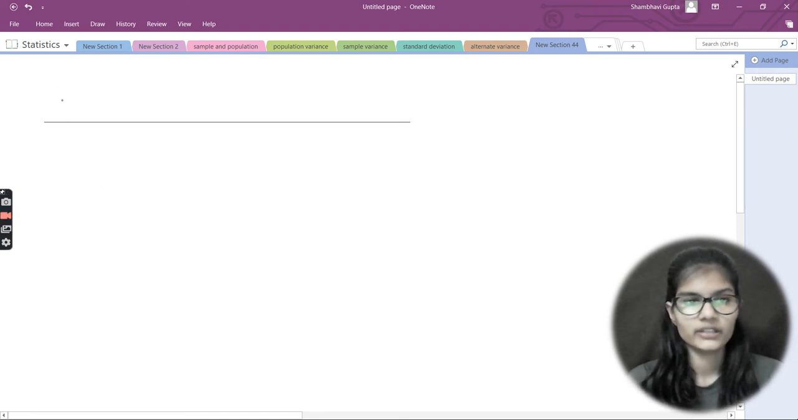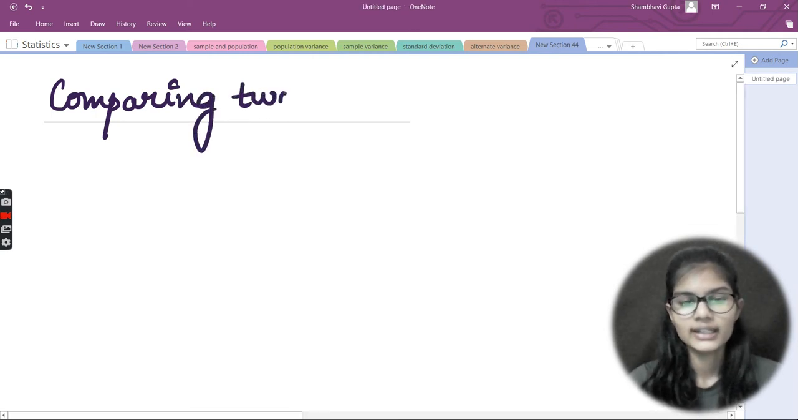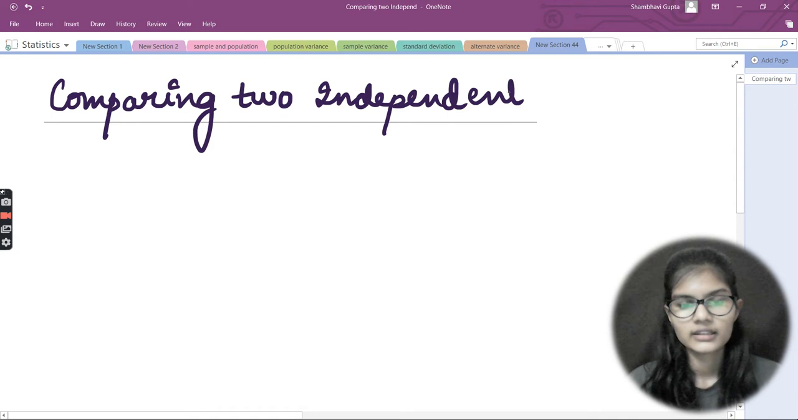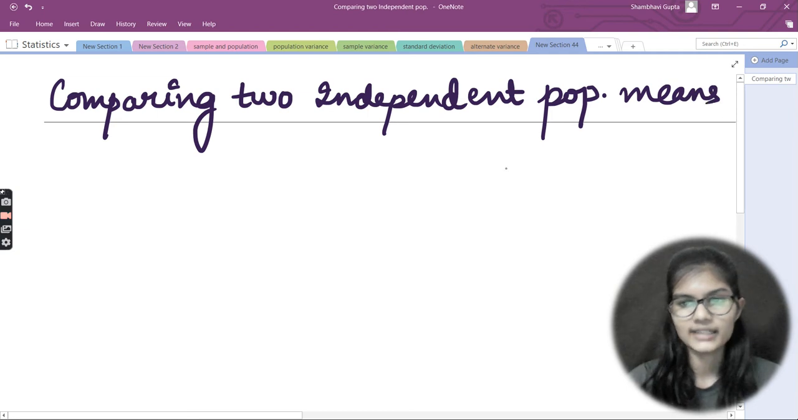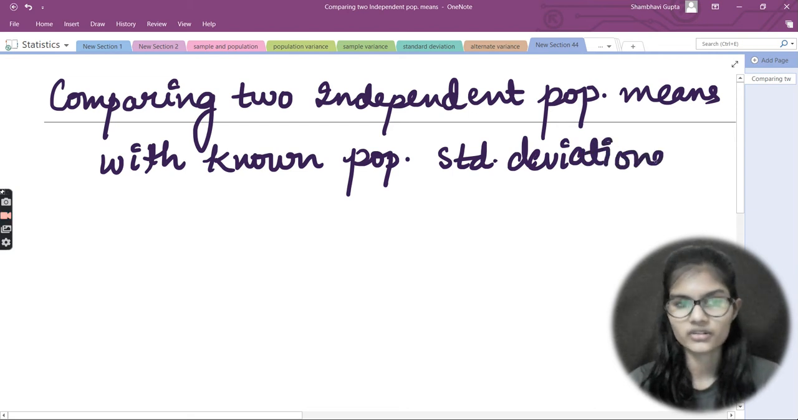Let me put the topic here. My topic for today's discussion is comparing, not comparison, comparing two independent population means with known population standard deviations. Okay, so this is the topic for discussion today.